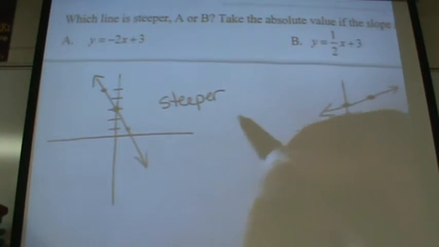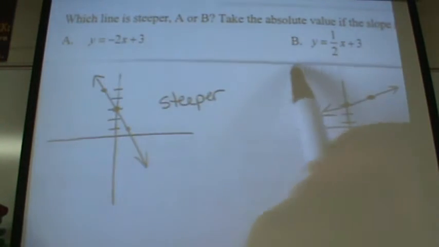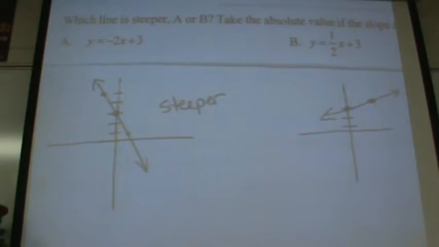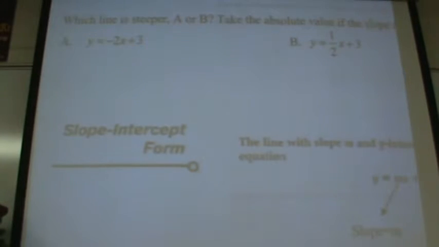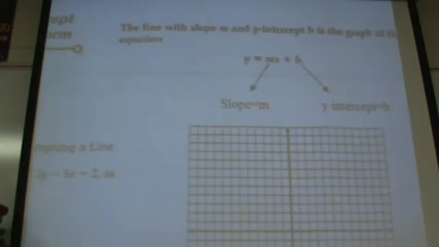So how do you know what is a steeper line? I don't care about the negative. The negative doesn't matter, whatever direction the line's going. The line that has the bigger number is steeper. So 2 is bigger than 1/2. In other words, take the absolute value, and the bigger number is the steeper, okay? So, everybody knows how to graph an equation in slope-intercept form, which I gave you right there.